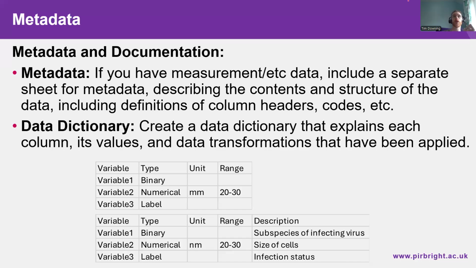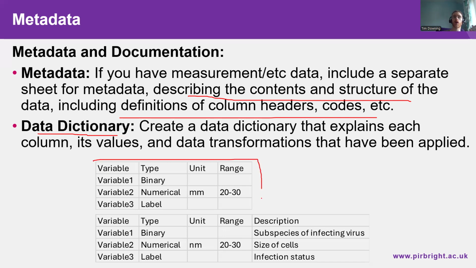So to achieve this compilation of metadata, what we can create is called a data dictionary. So metadata should describe the contents and structure of the data sets, and include definitions with column headers. So there are examples of this further down here. So for the variables, I might describe the type of data here. That's binary, numerical, or label, the units where relevant, in millimeters for example, and the ranges of the data set are also useful.